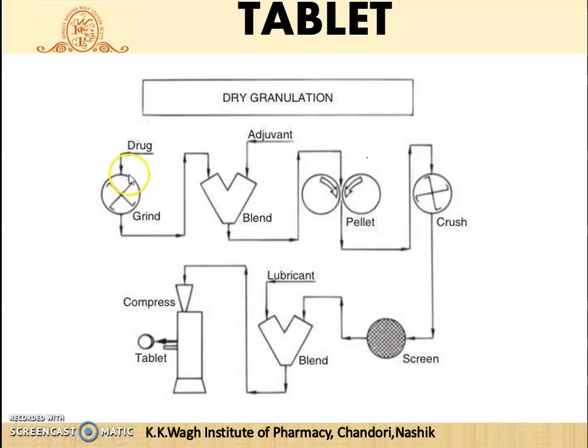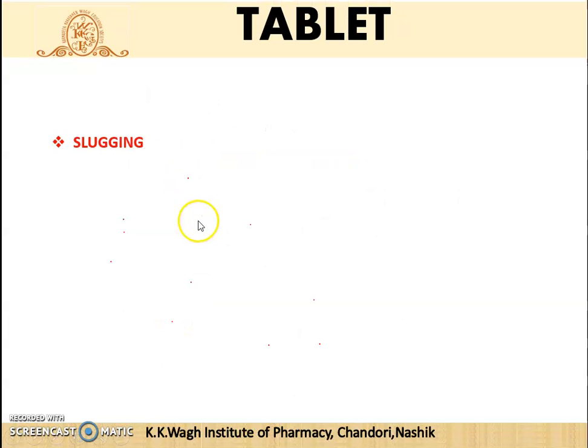In this dry granulation chart, we see the drugs. First the drug is ground, then blended with suitable adjuvants, then pellet formation is there. After pellet formation, these pellets are crushed down, and these crushed granules or pellets are screened off, and then sent to blending. In that, a suitable lubricant is added, and then this mass or these granules are pressed for compression. Okay, this is the flow chart of dry granulation.